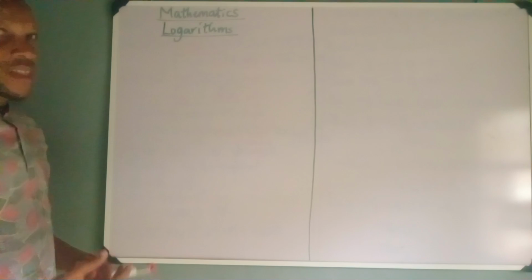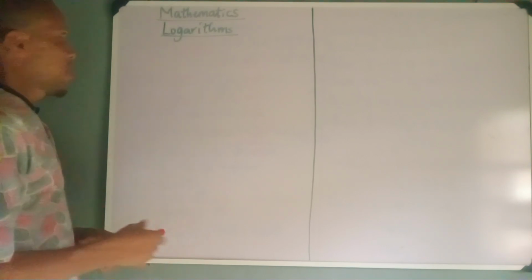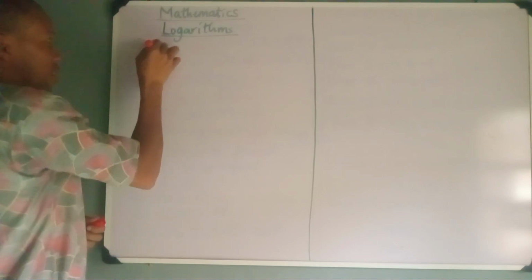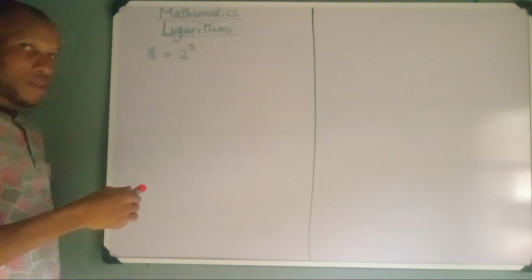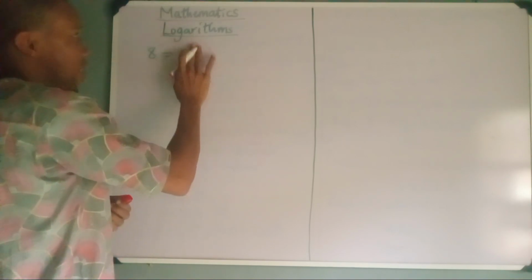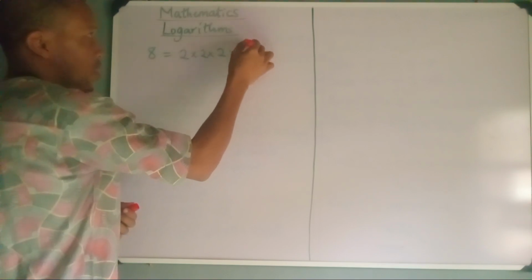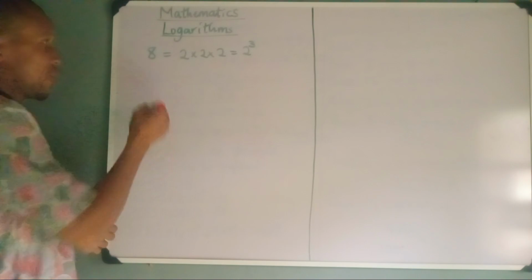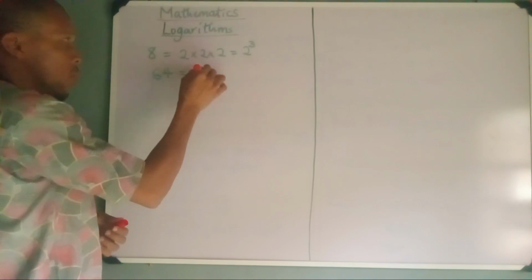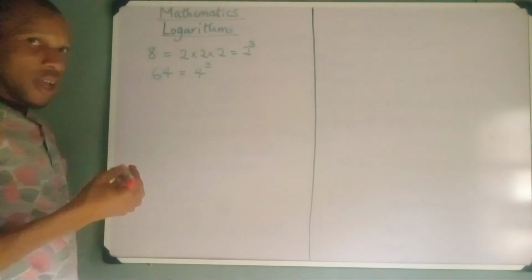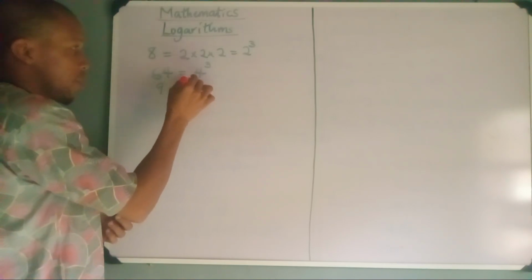Well, when you look at the index form of numbers, you realize something. You can actually write numbers in index form. For instance, if I have an 8, I can write 8 as 2 raised by 3. That's 2 times 2 times 2. Okay? So I can decide to write it this way. 2 times 2 times 2, which is 2 raised by 3. Okay? I can also decide to write 64 as 4 times 4 times 4, which is 4 raised power 3. I can also decide to write 9 as 3 times 3, which is 3 raised power 2.